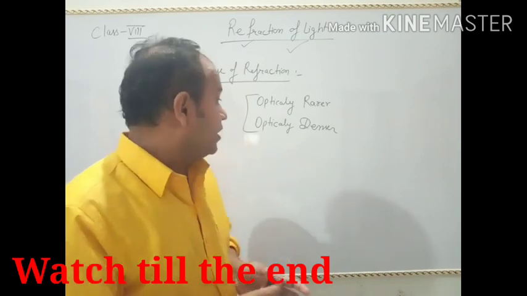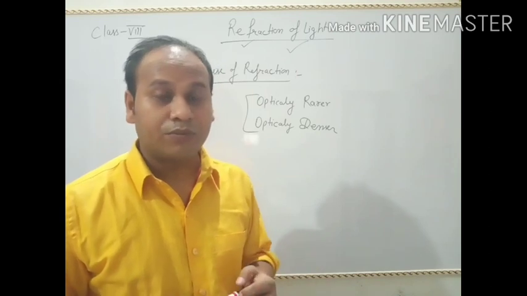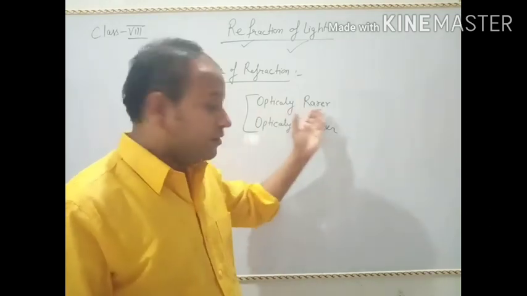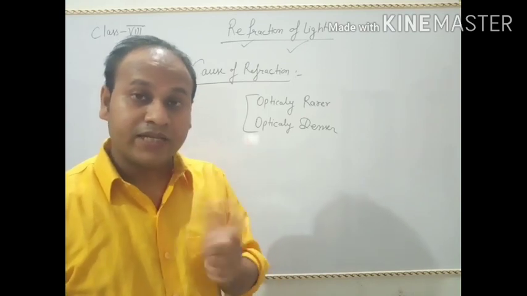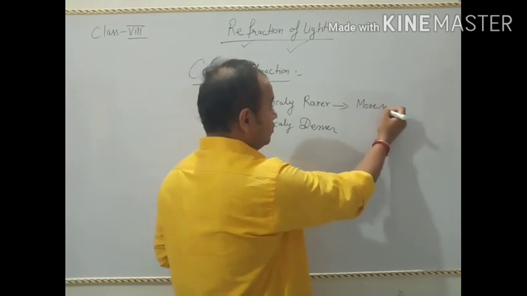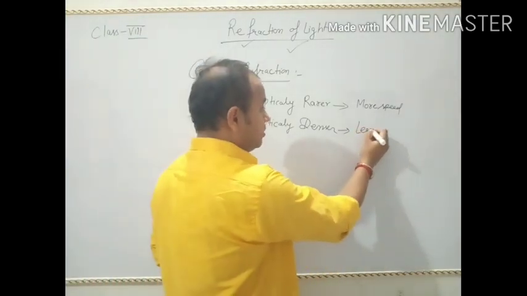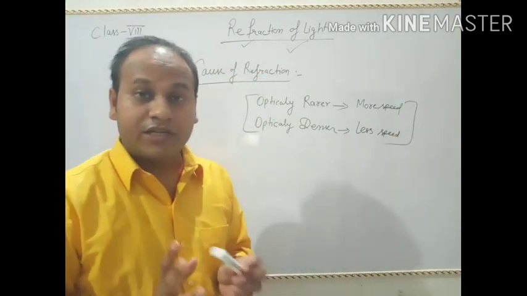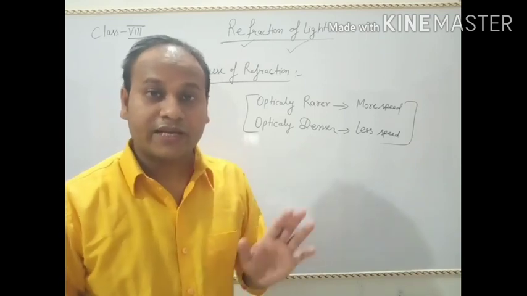Clear? So there are two types of mediums through which light can pass: optically rarer medium and optically denser medium. Optically rarer mediums are those in which there is more speed of light, and optically denser are those in which there is less speed of light. So if any medium is optically rarer, it will have more speed of light, and if any medium is optically denser, it will have less speed of light. Clear? These are mediums through which light can pass.